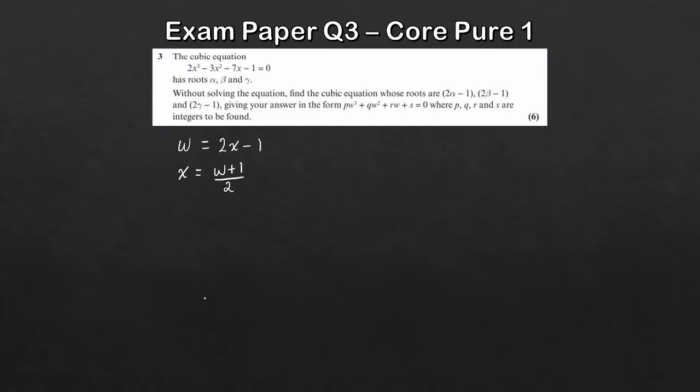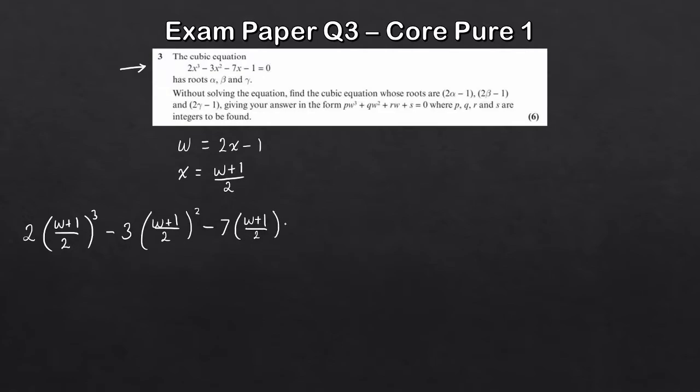So all we need to do now is sub that into the cubic equation at the top. What would that be? Well, that'd be 2 lots of x cubed, so 2 lots of w plus 1 over 2 cubed, minus 3 lots of x squared, minus 7 lots of x, which is this over 2, and we've just got this minus 1 at the end. And this is all equal to 0 now. At this stage, all we need to do is start simplifying.